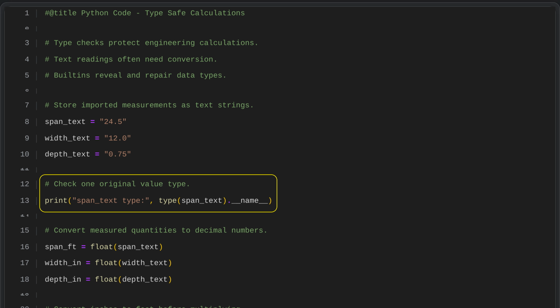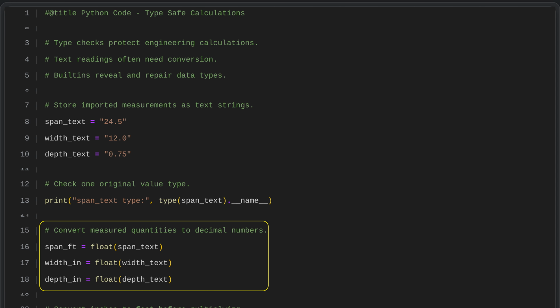The code checks the data type of a text value that represents a number. It uses the type function and prints the result to confirm the value is a string before any conversion or calculation is done. The span, width, and depth measurements are converted from text into floating point numbers. This changes the values into a numeric format, so they can be used accurately in arithmetic calculations.